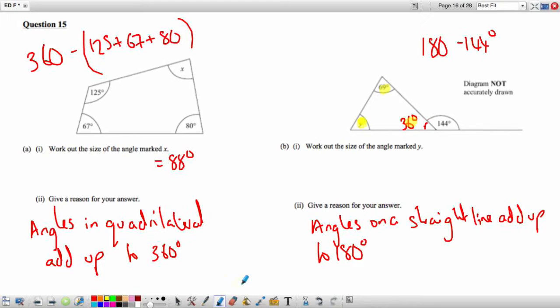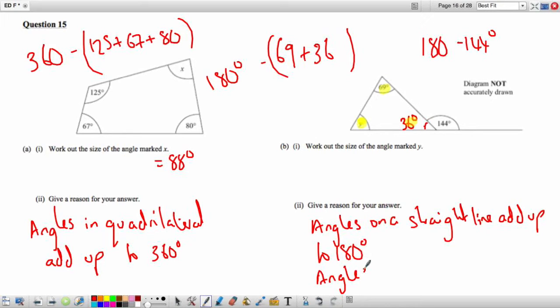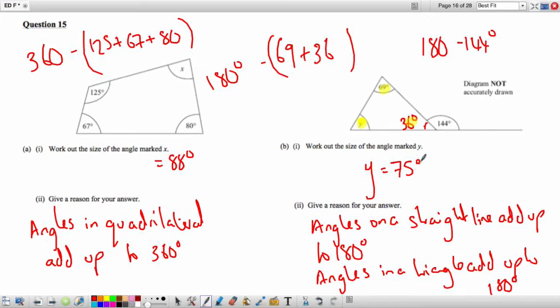So we can find our missing angle y by 69 plus 36 and subtract that from 180 degrees, because angles in a triangle add up to 180 degrees. That gives us our missing angle for y, which is 75 degrees.